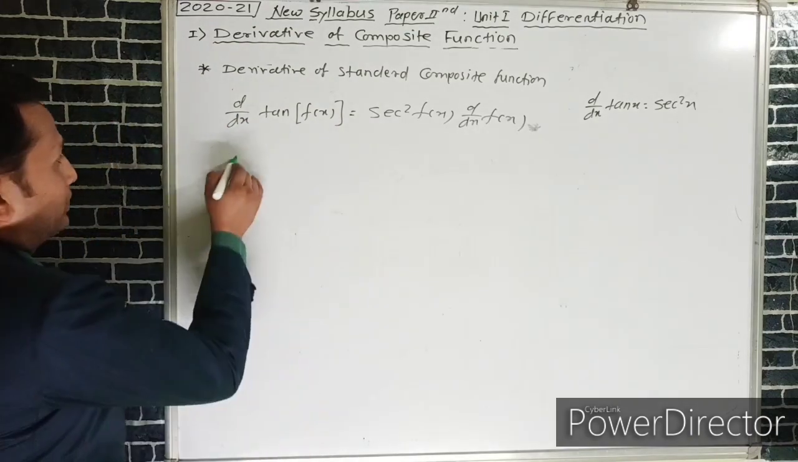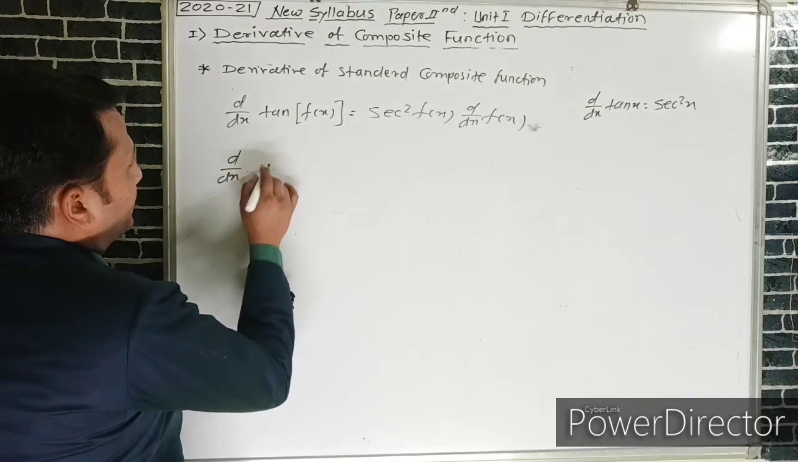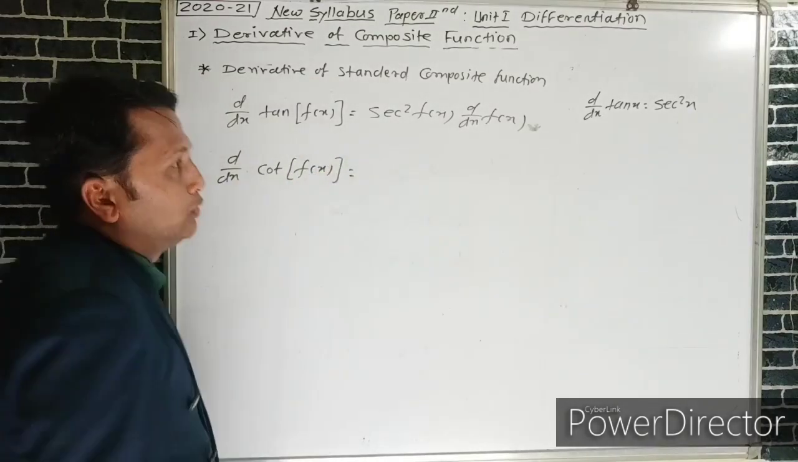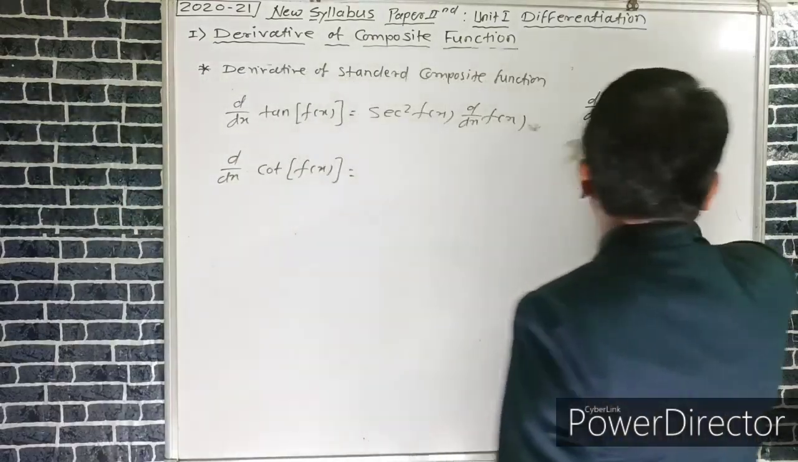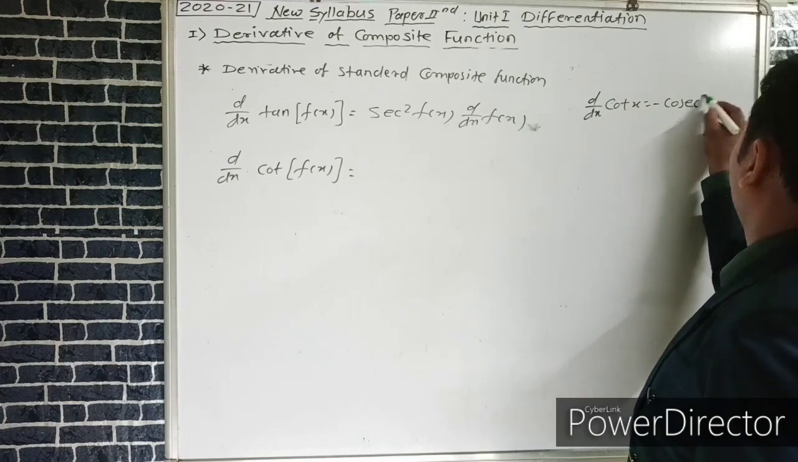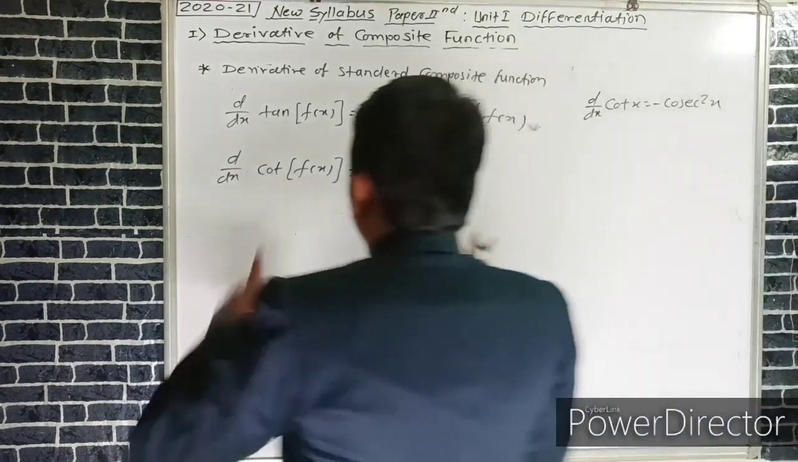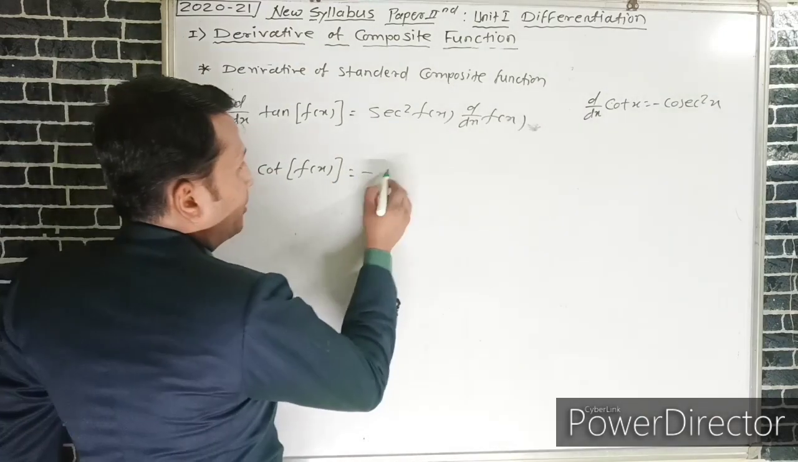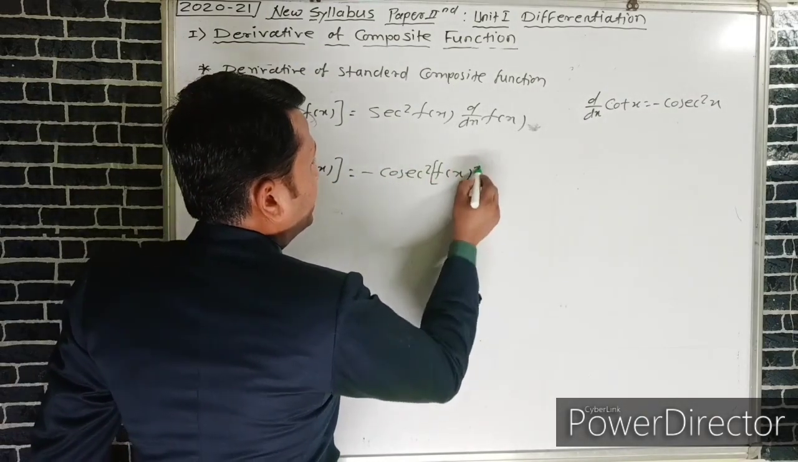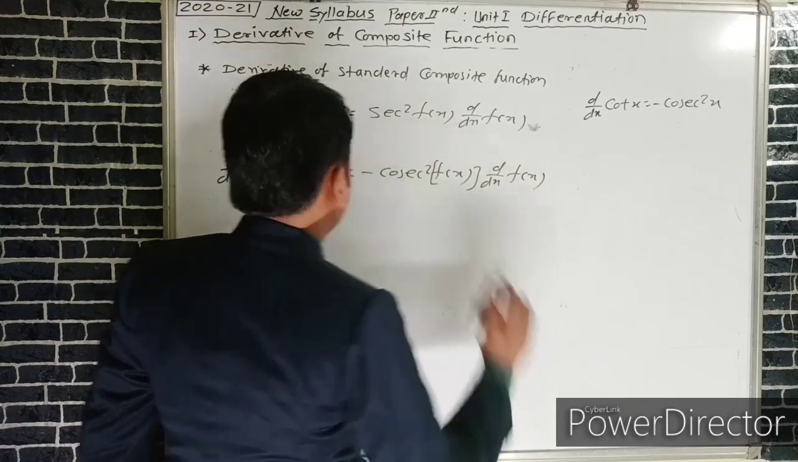Next one, the derivative of cot of f of x. We know that the derivative of cot x is equal to minus cosec square x. Hence, we can write the derivative of cot of f of x is minus cosec square of f of x, and we take again the derivative of f of x.